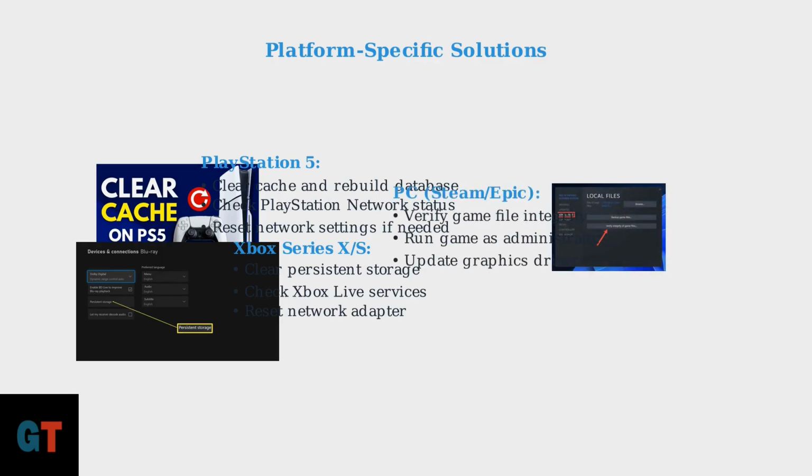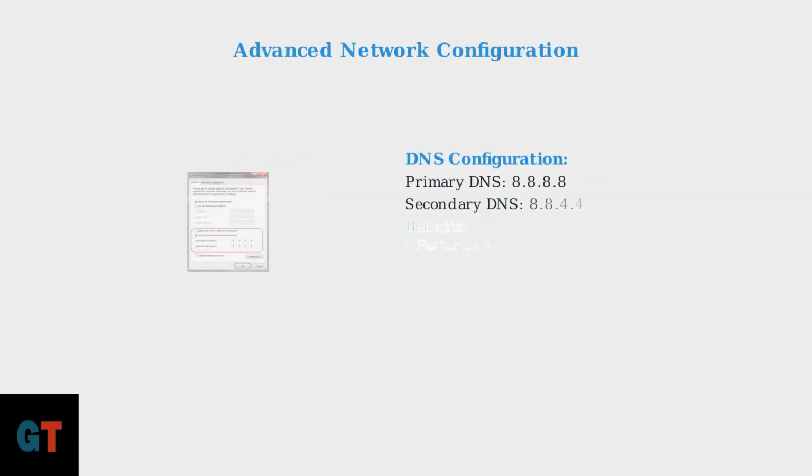PC users should verify game file integrity through Steam or Epic Games Launcher. Corrupted game files can prevent proper server authentication and inventory synchronization. Advanced network configuration can significantly improve connection stability. Changing DNS servers to Google's public DNS and configuring port forwarding are effective solutions for persistent connectivity issues.